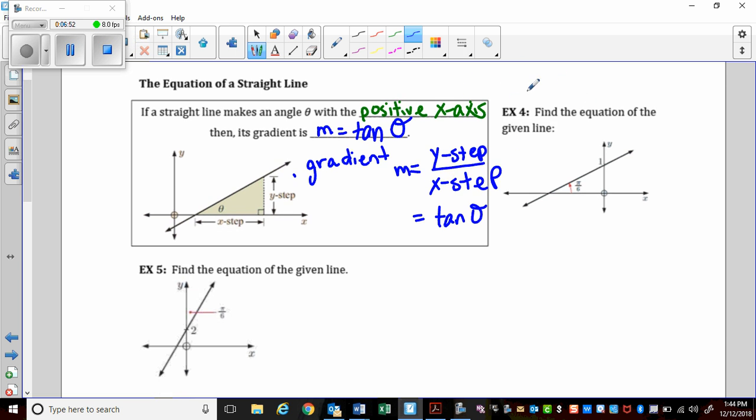So it says, find the equation of the given line. This angle right here is pi over 6. So we have our slope is tangent of pi over 6. We know what tangent is at pi over 6. This is 30 degrees.